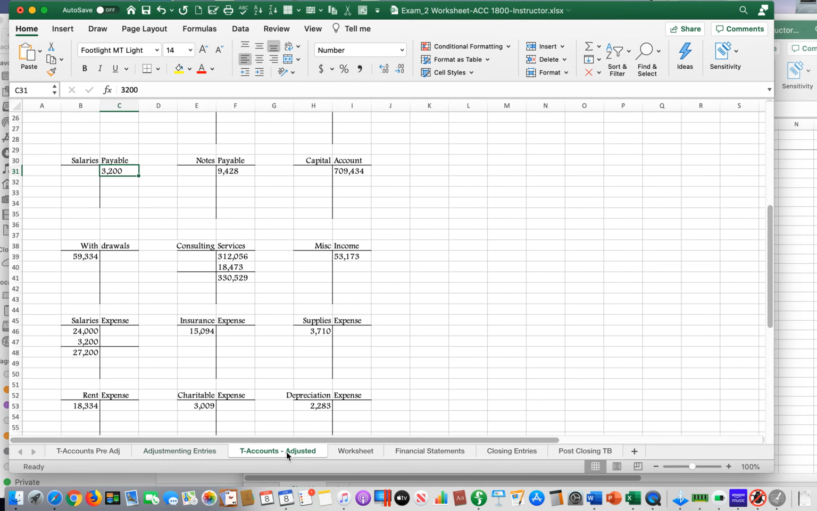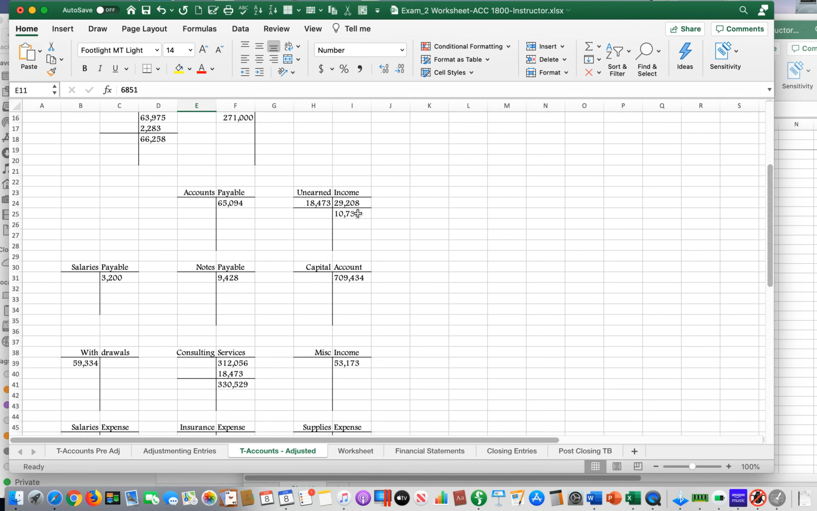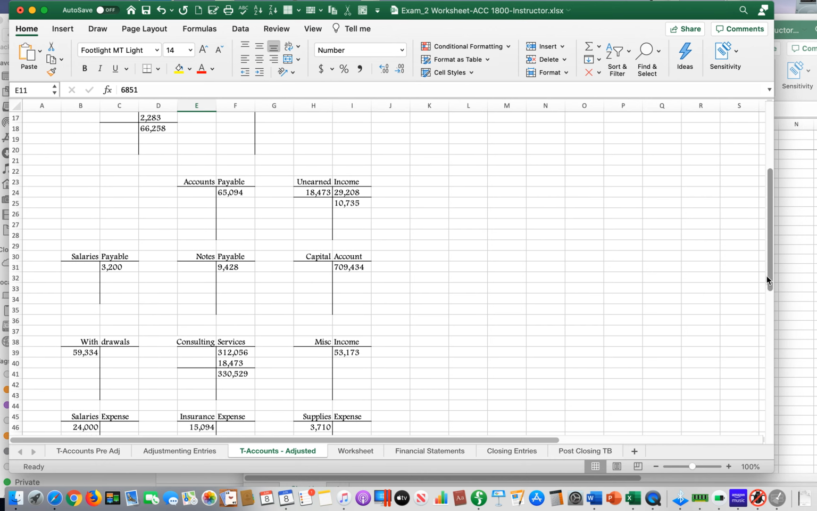So now we go to account, and we're going to strike a balance, right? This is the balance here for each of these. Here we subtracted the credit from the debit, and you got that as a debit balance. These are the balances now. Again, unearned income is now reduced to $10,735. These are the balances, okay? And folks, we are going to take these.